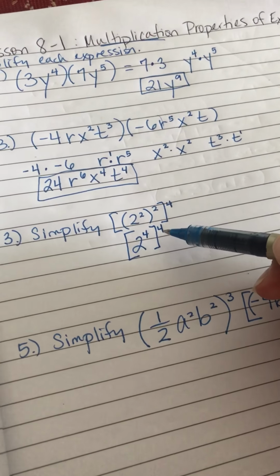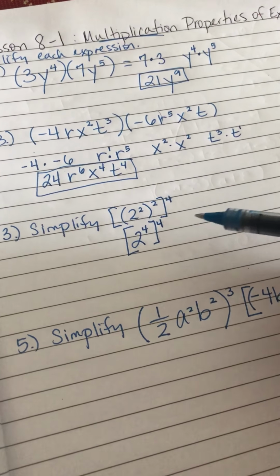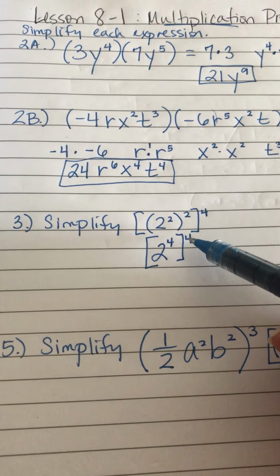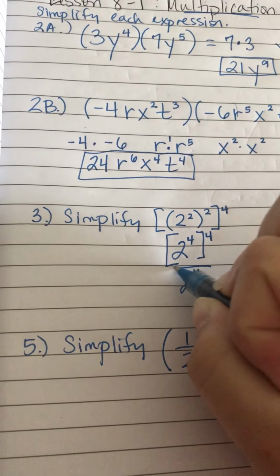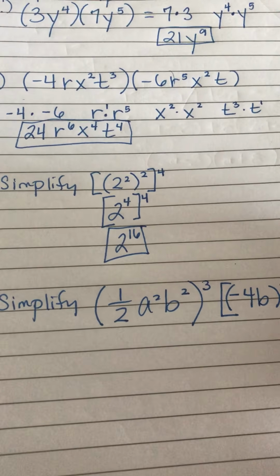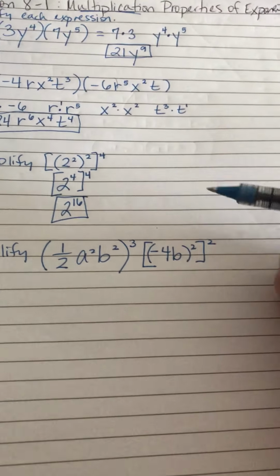And I still have the 4 on the outside of the last set of parentheses. So now I'm going to do the same thing. I have 4 times 4. And so my final answer would be 2 to the 16th power. Or if I put that in my calculator, I can get a really big number for my final answer. But 2 to the 16th is fine for now.